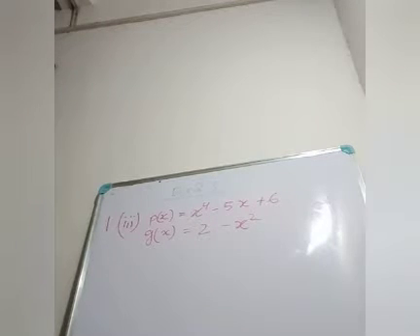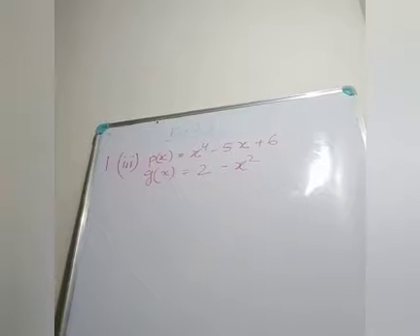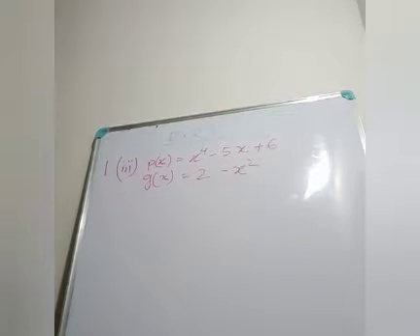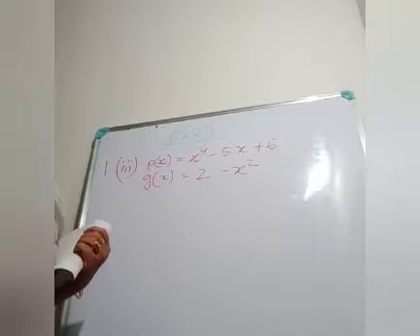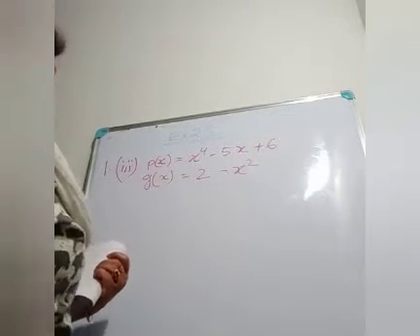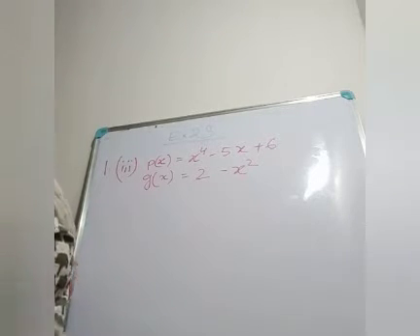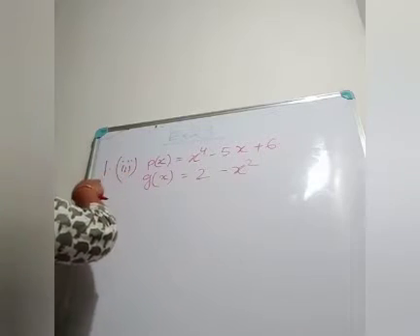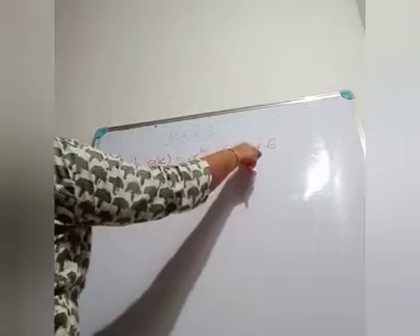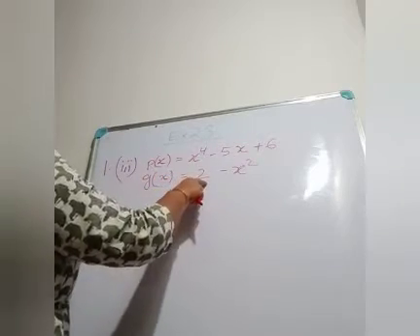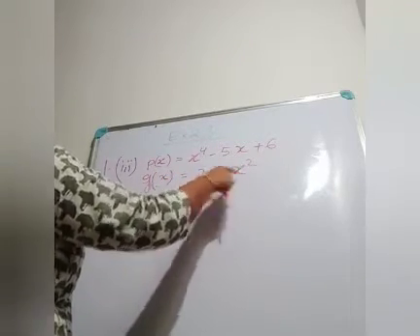I am solving the third question of question number 1, that is, you have to divide the polynomial p(x) by the polynomial g(x) and find the quotient and remainder in each of the following. Here p(x) is given as x^4 minus 5x plus 6 and g(x) is given as 2 minus x square.